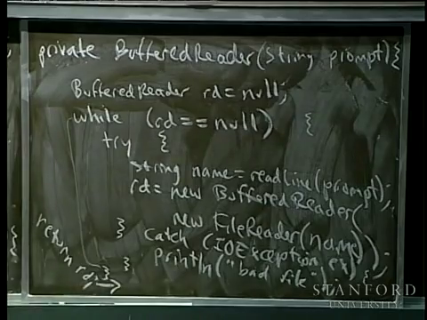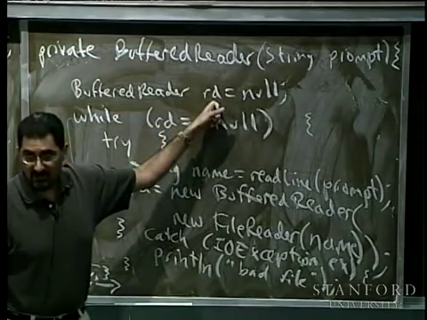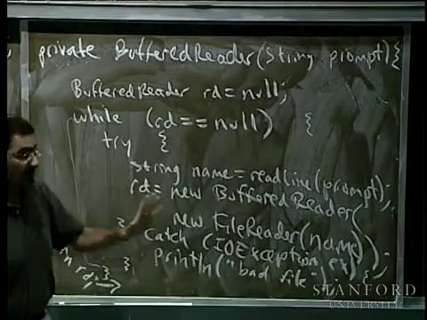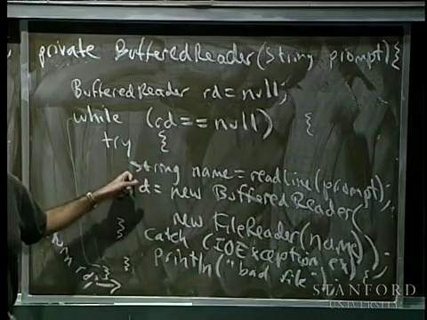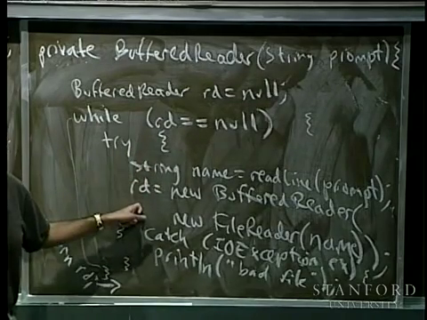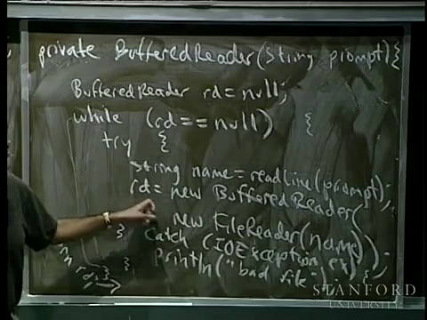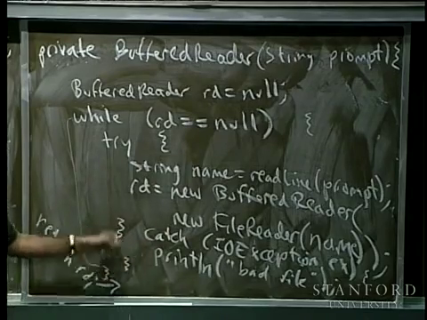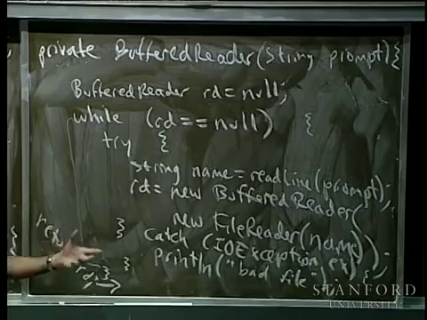Okay? So what does this code do? It says, create the space for an object, or create one of these pointers to an object, but set it to be null. It's not pointing to a real object yet. And while it remains null, ask the user for a line. Try to open up a buffered reader to that file. If this works, life is good. I don't execute the catch portion, and RD now has a non-null value because it's actually a valid buffered reader object.